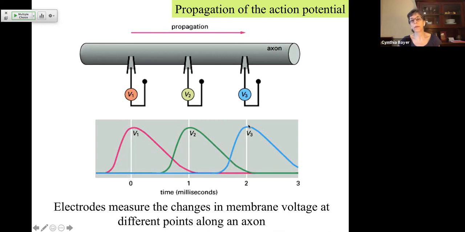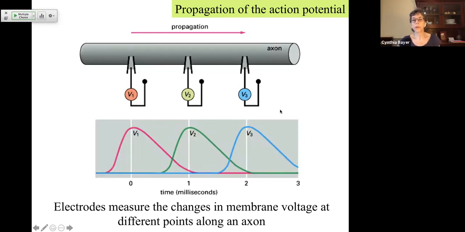And we have these repeated formations of action potentials, these repeated waves, these changes in membrane potential, sequentially, one right after the other, running down the axon. So this is the propagation.